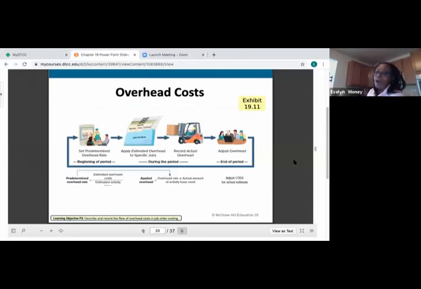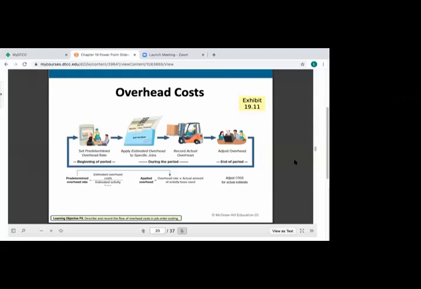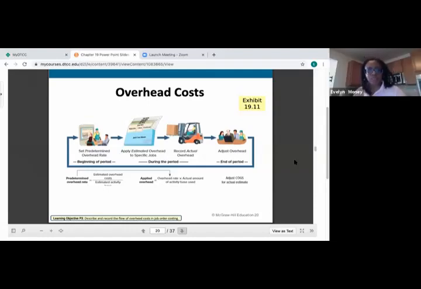Now let's talk about our last product cost, which is overhead. Remember that overhead includes those product costs that we can't directly trace in terms of materials and labor. So it doesn't fit into the other two categories, but I need it to help me make my product. Examples would be indirect materials, indirect labor, factory depreciation, taxes on the production facility. So again, all those costs that are associated with making my products, but they don't fall into the category of direct materials and direct labor.